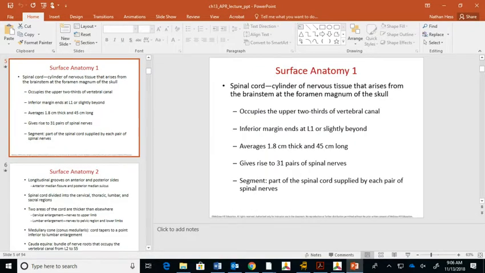Some surface anatomy pieces for you to be comfortable with. The spinal cord is basically the cylinder of nervous tissue that comes from the brainstem at the foramen magnum. You remember this? The big hole at the bottom of your skull, right? Moving down, it goes through the upper 2/3. Did you realize that it ends at L1? So about here is where your spinal cord ends. Okay? And this cauda equina moves down further from there. The conus medullaris and the cauda equina. And it gives rise to the spinal nerves.